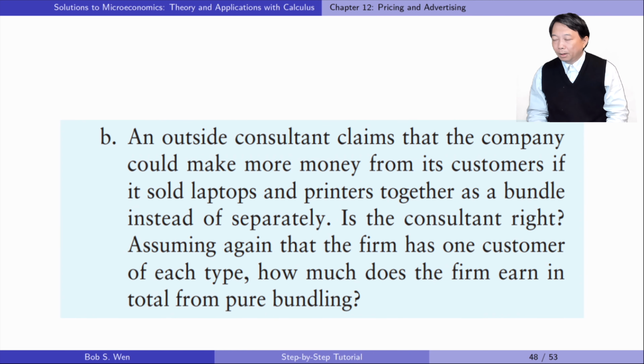In part B, an outside consultant claims that the company could make more money from its customers if it sold laptops and printers together as a bundle instead of separately. Is the consultant right? Assuming again that the firm has one customer of each type, how much does the firm earn in total from pure bundling?